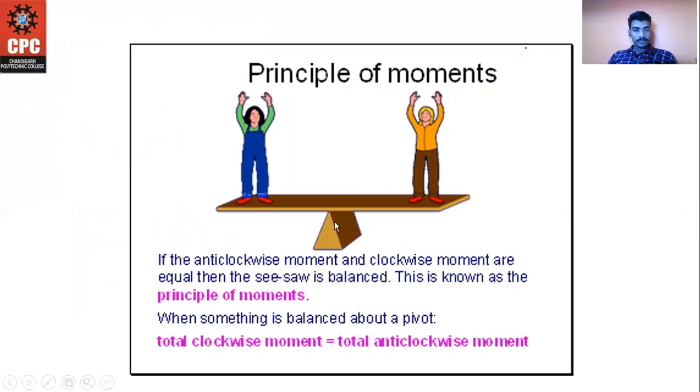आप लोगों ने सबने सीसॉ देखा हुआ है. अगर क्लॉकवाइज मूवमेंट और एंटी क्लॉकवाइज मूवमेंट सेम रहेगा, ठीक है, इसका मूवमेंट इस तरह से है, इसका मूवमेंट इस तरह से है, ओके, जब ये दोनों इक्वल रहेंगे, तो हमारा सीसॉ बैलेंस रह जाएगा. सो दिस इज नोन एज प्रिंसिपल ऑफ मूवमेंट. सो व्हेन समथिंग इज बैलेंस अबाउट ए पिवट, टोटल क्लॉकवाइज मूवमेंट इज इक्वल टू टोटल एंटी क्लॉकवाइज मूवमेंट.